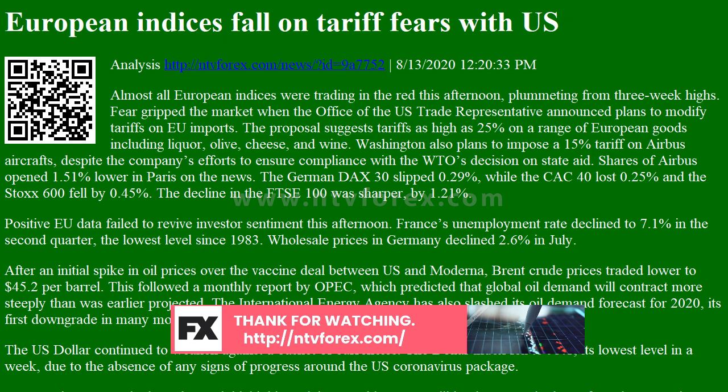The US dollar continued to weaken against a basket of currencies. The dollar index fell to 93.1, its lowest level in a week, due to the absence of any signs of progress around the US coronavirus package. In upcoming economic data, the US initial jobless claims weekly report will be the one to look out for. The report is expected to show a slight decline to 1.12 million in the latest week, from 1.19 million in the week ending August 8. The US 30-year bond auction is also in the lineup today, which will have a substantial impact on the greenback.